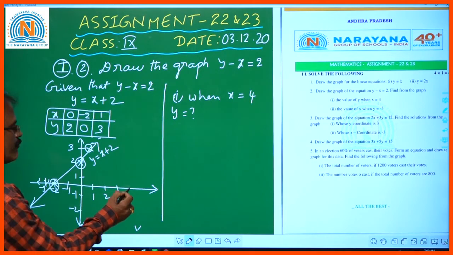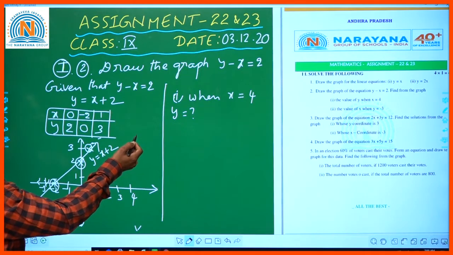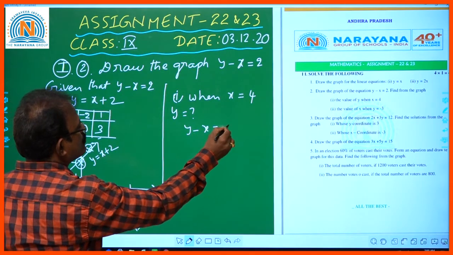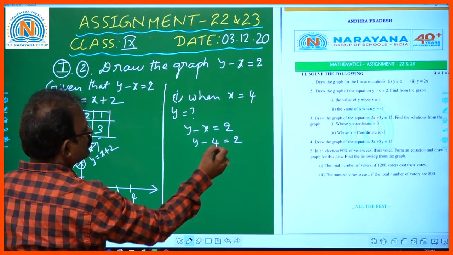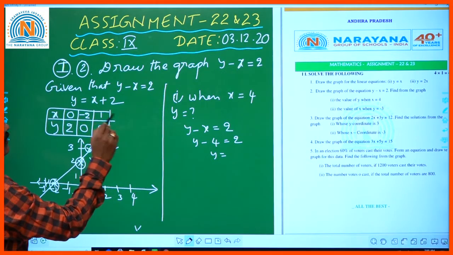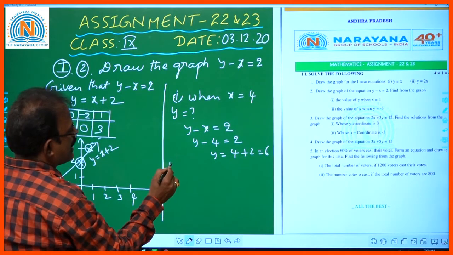When x is equal to 4, if you observe the nature of the graph, what is the line given here? y minus x is equal to 2. Algebraically, y minus 4 is equal to 2. So y is equal to, when x is equal to 4, 4 plus 2, 6.